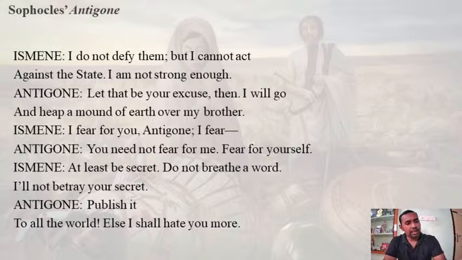Antigone: Let that be your excuse then. I will go and heap a mound of earth over my brother. Ismene: I fear for you, Antigone. I fear. Antigone: You need not fear for me. Fear for yourself.